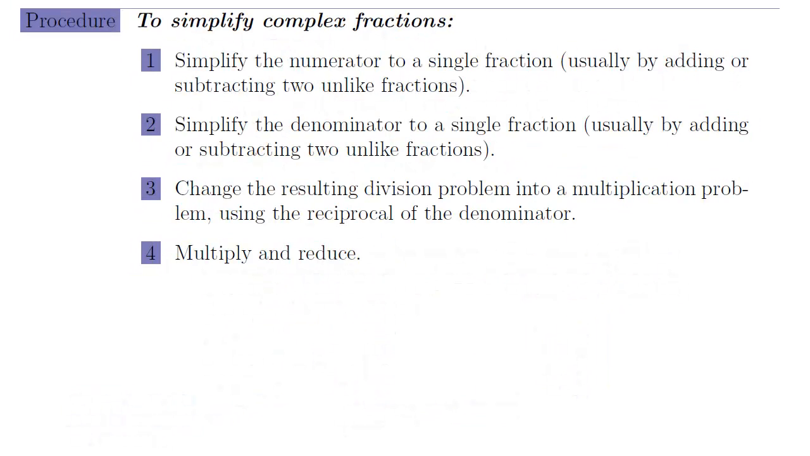The procedure for simplifying complex fractions can be summarized as follows. First, simplify the numerator to a single fraction, usually by adding or subtracting two unlike fractions. Second, simplify the denominator to a single fraction. Third, change the resulting division problem into a multiplication problem using the reciprocal of the denominator, that is, the bottom fraction. Fourth, multiply and reduce.